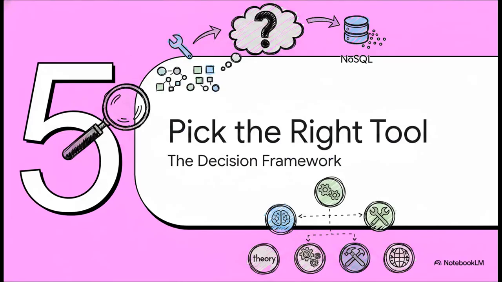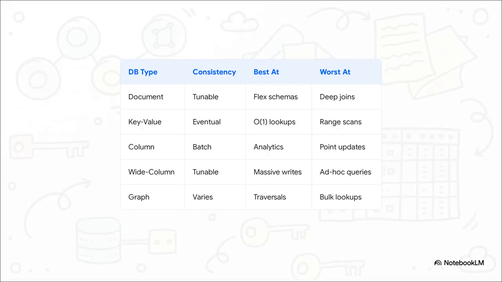Moving into Section 5, picking the right tool and the decision framework you need. Because let's be real, a modern architecture almost never relies on just one single solution. This is where polyglot persistence comes in. It's all about mapping your exact access patterns to the right NoSQL family.